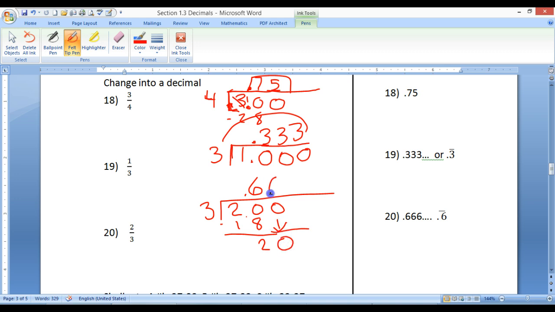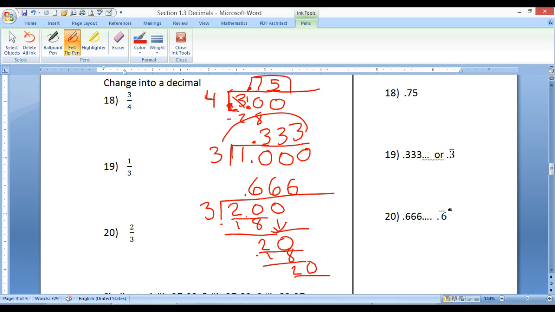3 goes into 26 6 times. 6 times 3 is 18. Subtract. That's a 2. Are you feeling deja vu again? You should be. Every time I bring it down, I have the same thing as before. 20, 20, 20. It's going to keep being 20, which means this answer is going to keep being 6. So the answer is going to be 0.6 repeating. So you do 0.6 with the line over top.